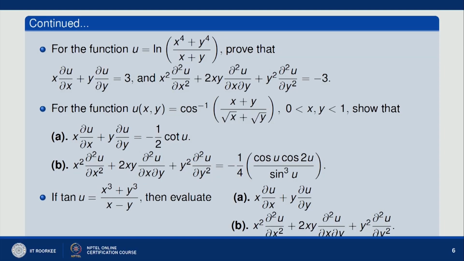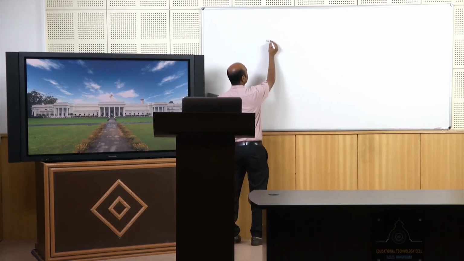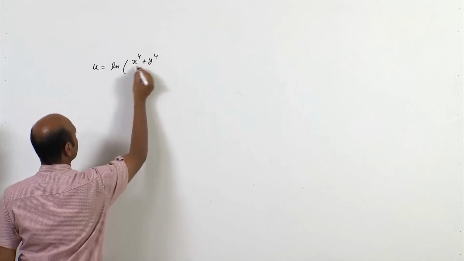Now, let us come to these problems. The first problem is u equal to ln of x raised to power 4 plus y raised to power 4 upon x plus y.